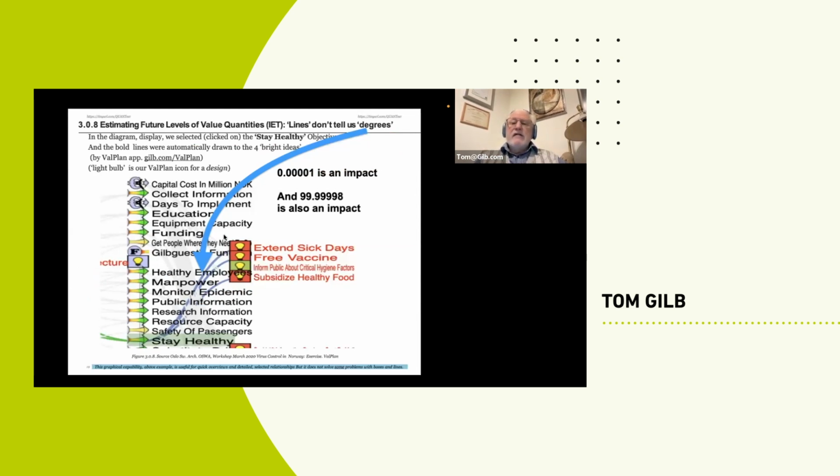So here, just to repeat it, here we have 3 different ideas for improvement, and they impact the stay healthy goal, which impacts, looks like, 2 different stakeholders.